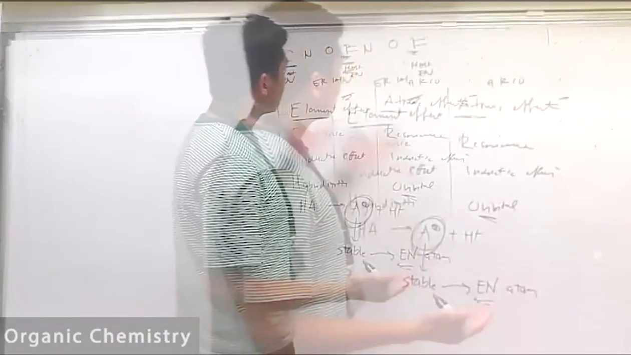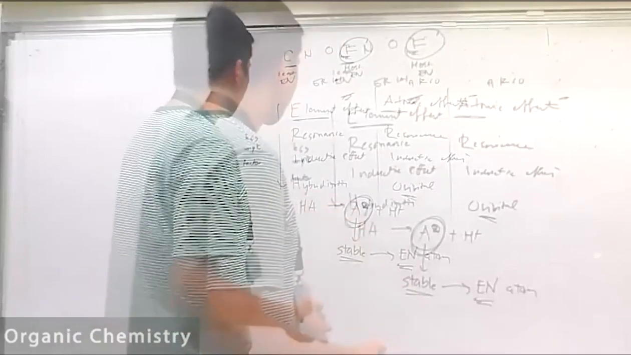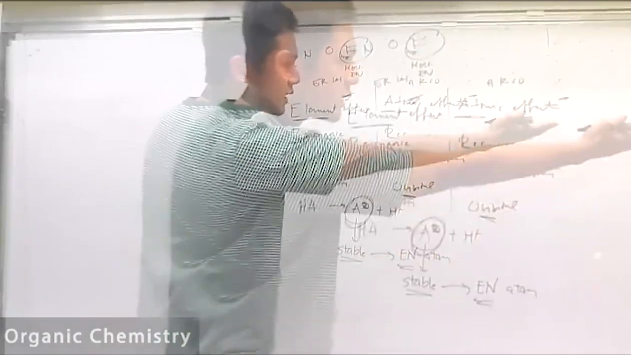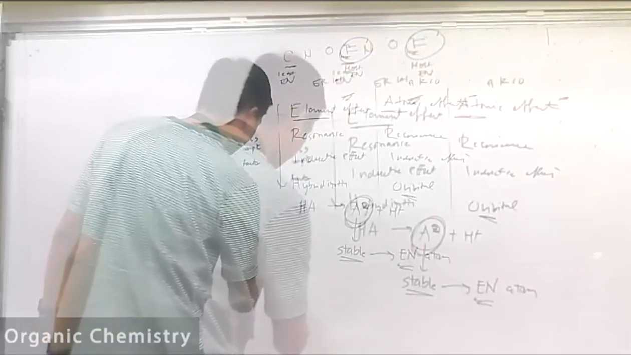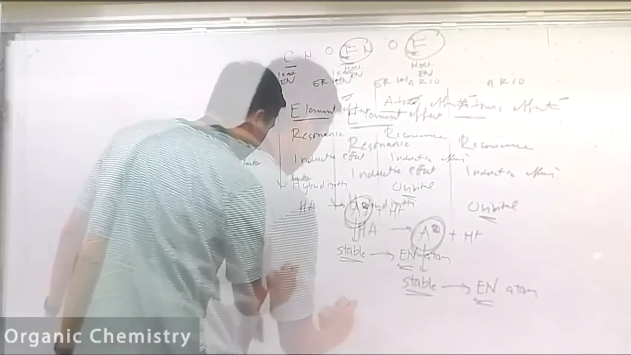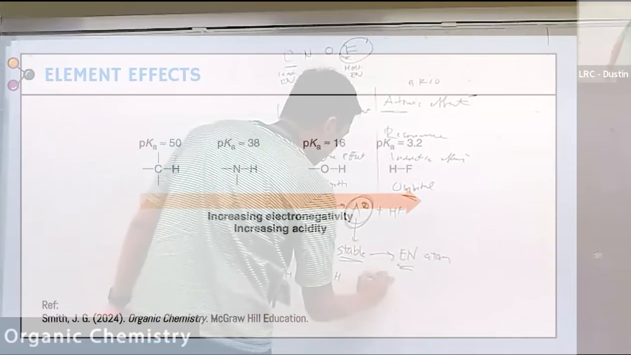So which atom here is able to stabilize your negative charge the most? Naturally, fluorine is the most stable when negative. As you can see, the data for CH, for example, CH, NH, OH, and FH.